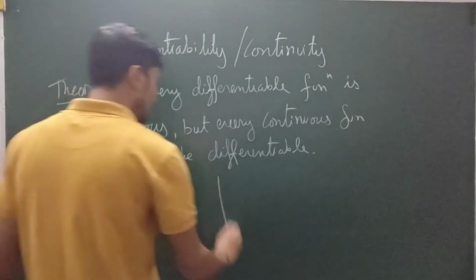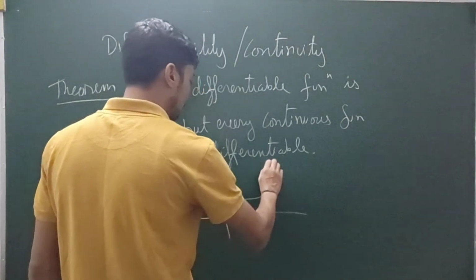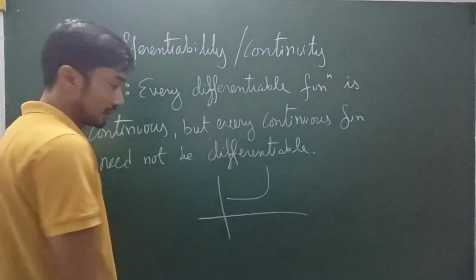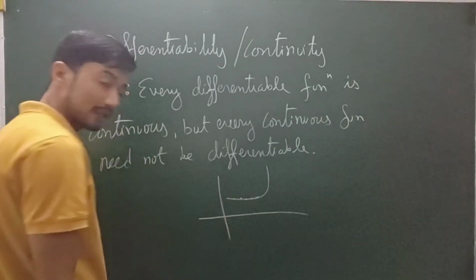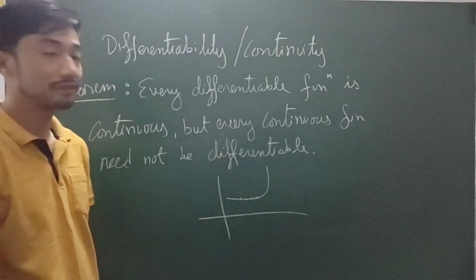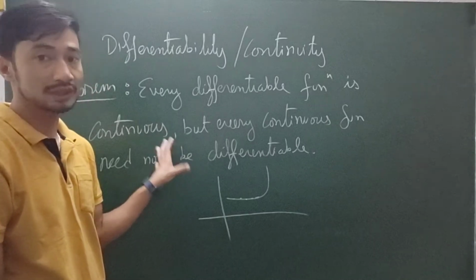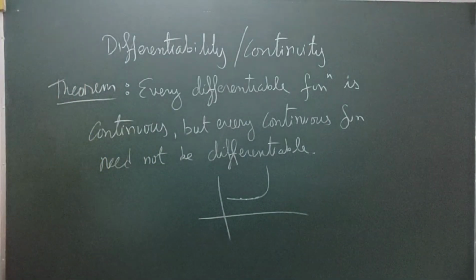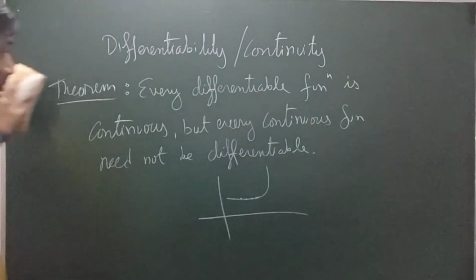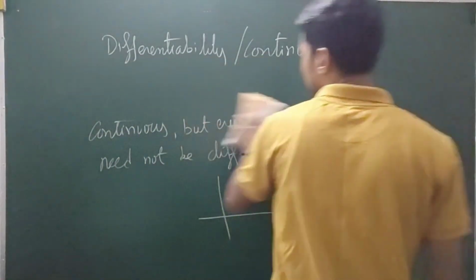As I said, see this graph which I gave you, this is also a continuous function, but this continuous function is not differentiable at certain points. So it need not be differentiable, but every differentiable function definitely will be continuous. Okay, so that's the theorem. You just need to know that for your knowledge. Alright then, let's go to the exercise.